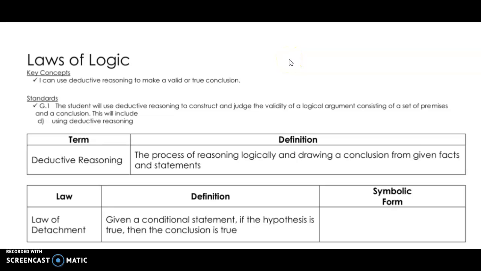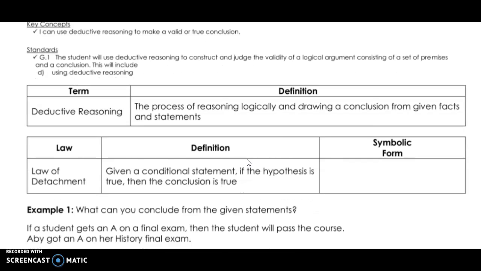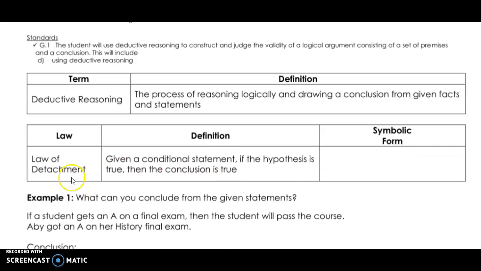Okay, so tonight's lesson previews the topic of laws of logic. We're going to focus on what we call deductive reasoning here, which is the process of reasoning logically and drawing a conclusion from given facts and statements. There are three types of deductive reasoning that we're going to cover. The first is what's known as the law of detachment.